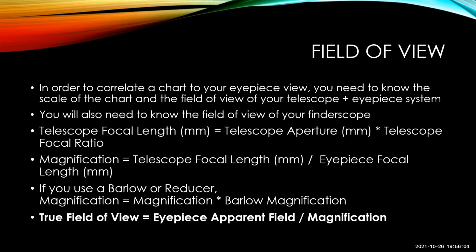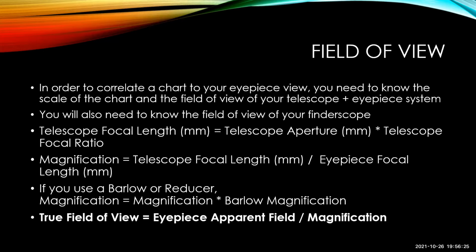Let's suppose that you go and buy yourself a nice new Meade eyepiece. Well, it'll probably say, this is the latest and greatest 100-degree eyepiece. The 100-degree eyepiece means the apparent field of the eyepiece.